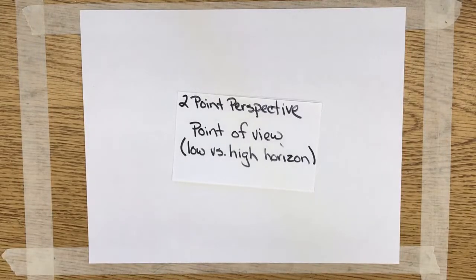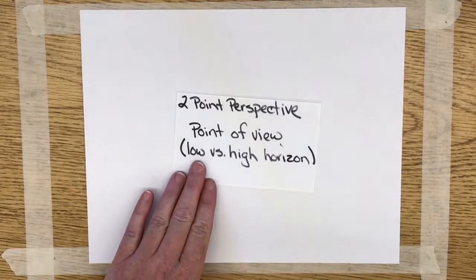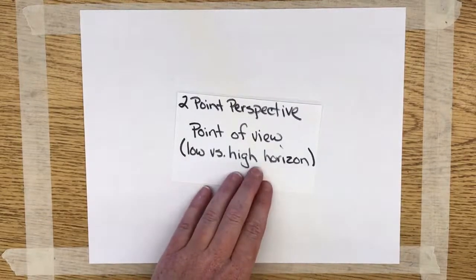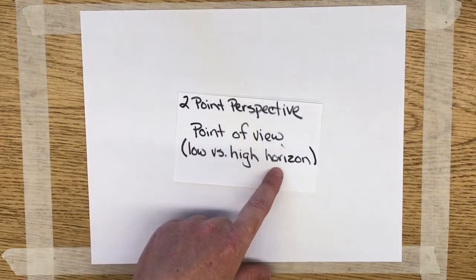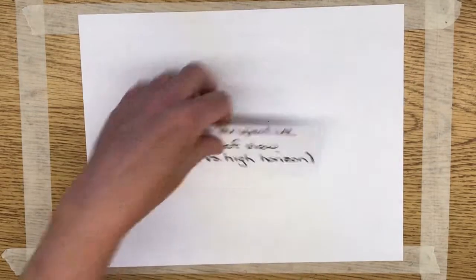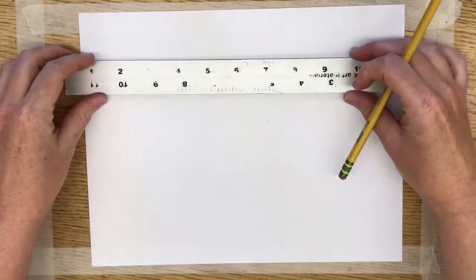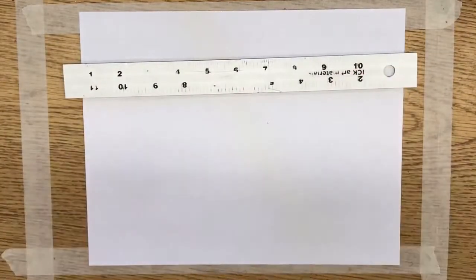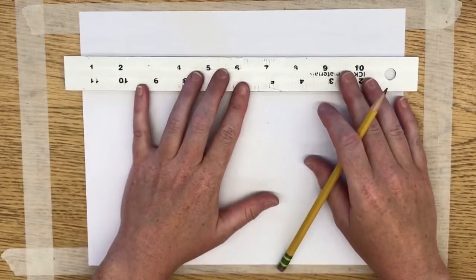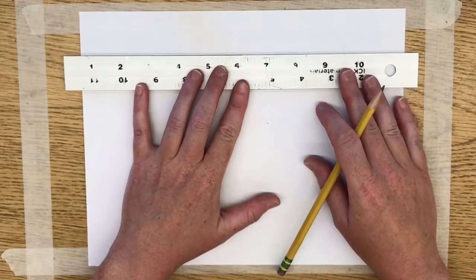So now I'm going to show you how to change the point of view in a two-point perspective drawing using a low point of view and a high point of view. And you do that by changing where you draw the horizon line. So let's say if you wanted to draw your buildings like you're above them, looking down on the roofs, you want a high point of view, like you're up high on a mountain looking down.